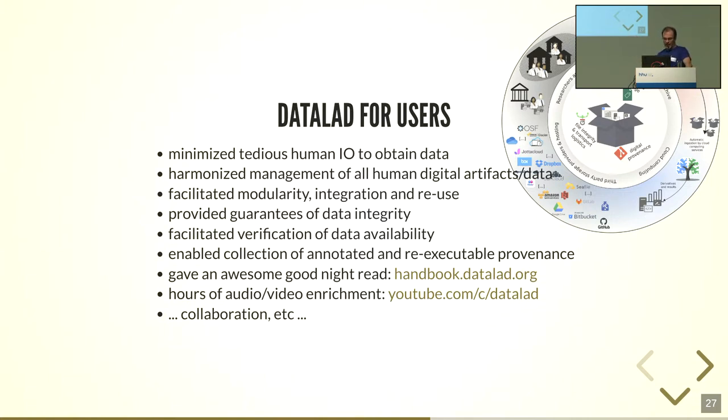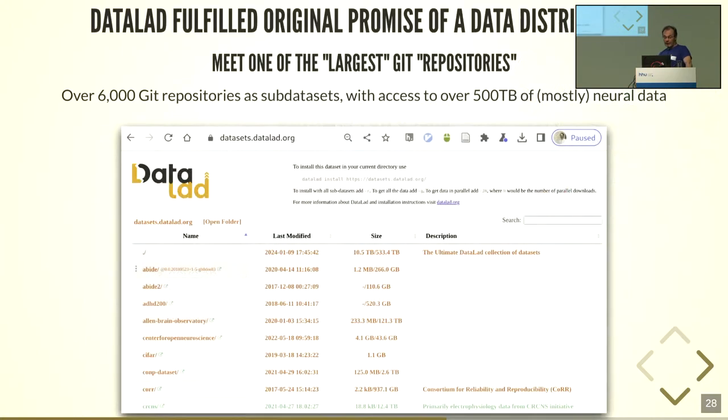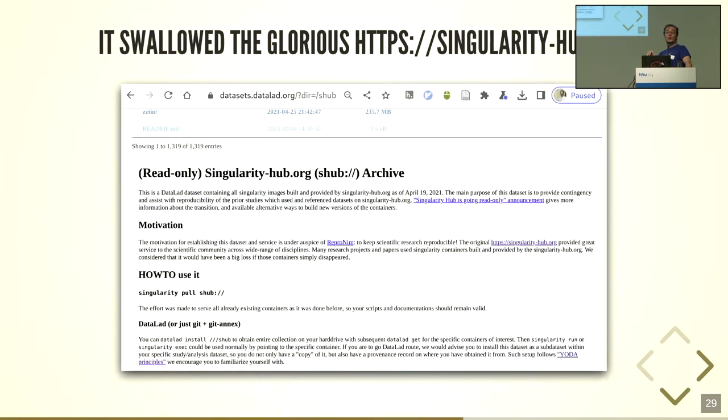It's all wonderful. And you could collaborate, right? And we fulfilled the original promise of data distributions. We now have datasets.datalad.org, which covers over 500 terabytes of data from different resources. Through a unified interface, you could get them from that distribution. And it even swallowed Singularity Hub.